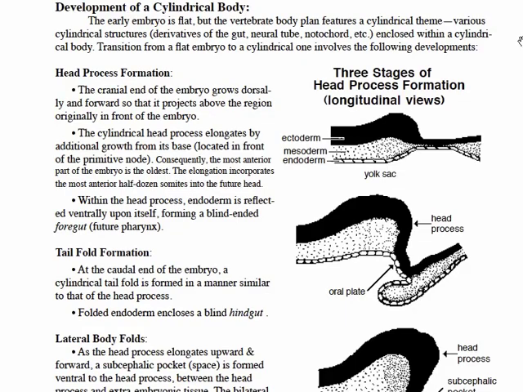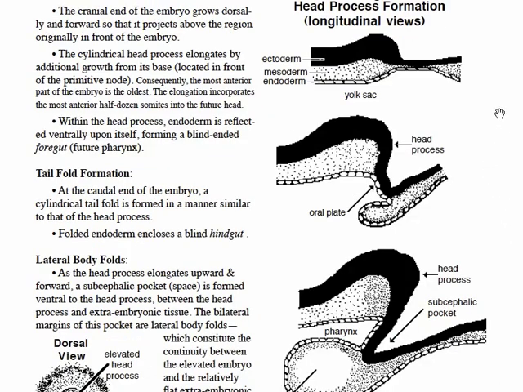Initially, the embryo is flat, but it soon develops a cylindrical shape. And that process of going from flat to cylindrical involves three processes, if you will. The formation of a head process, the formation of a tail process, and involvement of lateral body folds enveloping the embryo and meeting at the ventral midline. On the right, we see three stages of head process development. The head is growing upward and forward.